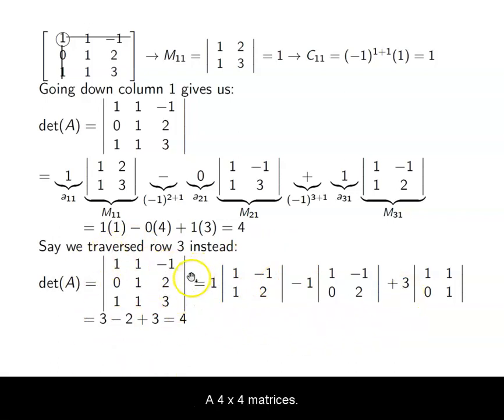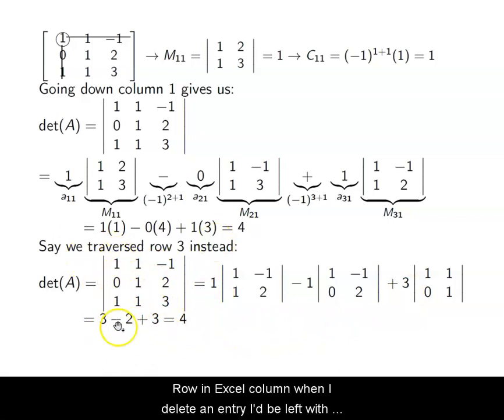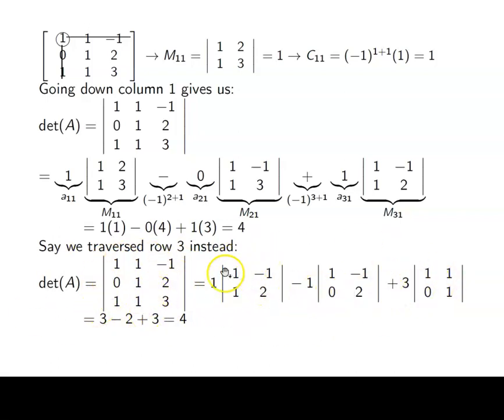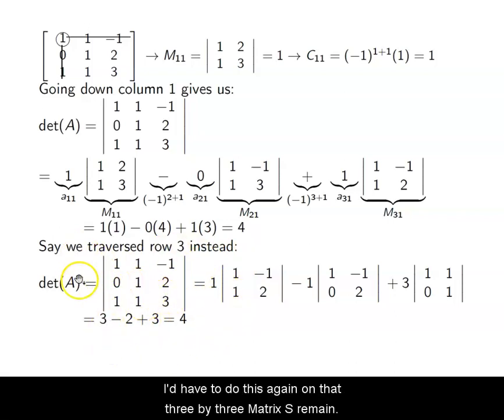A 4x4 matrix, notice if I had an extra row and an extra column, when I delete an entry, I'd be left with a 3x3 matrix. So if I went down 4 times, I would have to do this 4 times, because the determinant of a 3x3 gives me 3 different calculations. So if I have 4 entries in a row or a column, I'd have to do this 4 times, because every time I went down an entry, right, delete the row, delete the column, I'd be left with a 3x3 matrix. So then I'd have to do this again on that 3x3 matrix that's remaining.